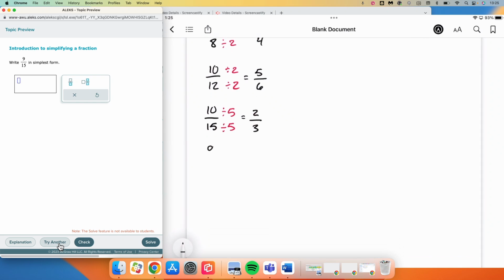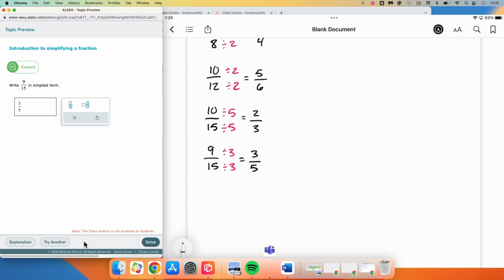9 over 15. We see that neither one of them is even, so 2 will not work. We try to think of a number that goes into both 9 and 15, and the number that comes to my mind is the number 3. So 9 over 15 simplified: 9 divided by 3 is 3, and 15 divided by 3 is 5. So 9/15 is equivalent to 3/5. Okay, and that's going to be it for this one.